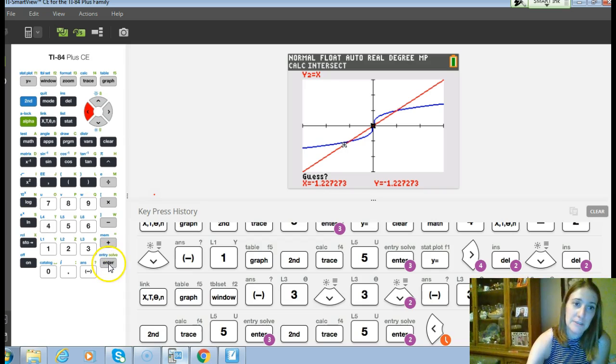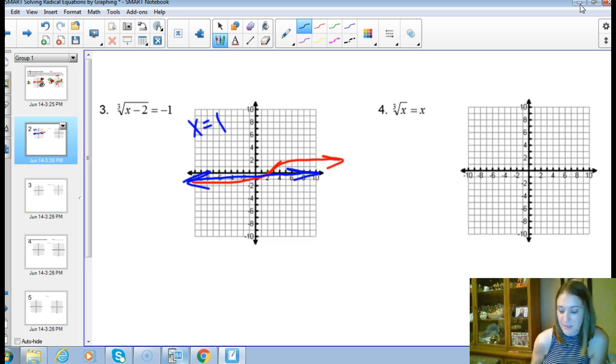And then hit enter. -1. Take a wild guess what this one is, guys. That's right, it's +1. Okay, so if you have 3 intersection points that you have to find, the drawback to that is you do have to find them separately. So one of the solutions was x equals -1, x equals 0, and x equals 1.